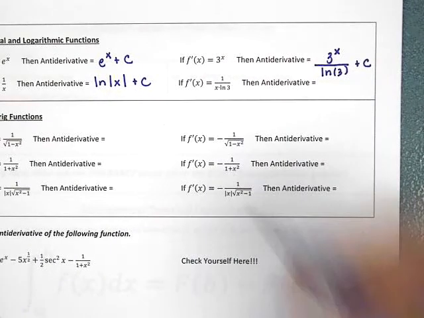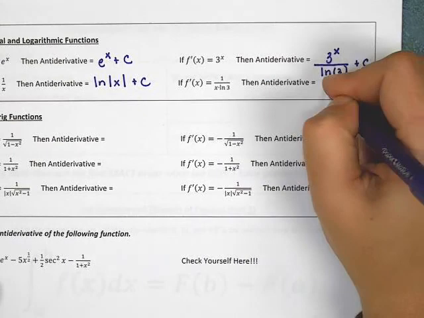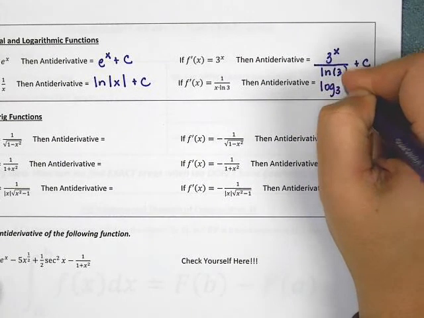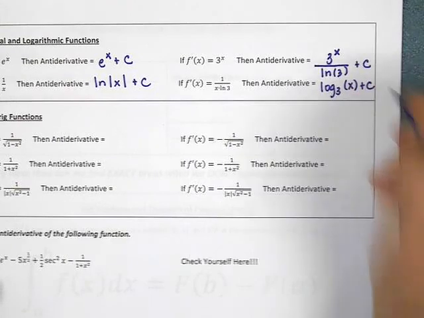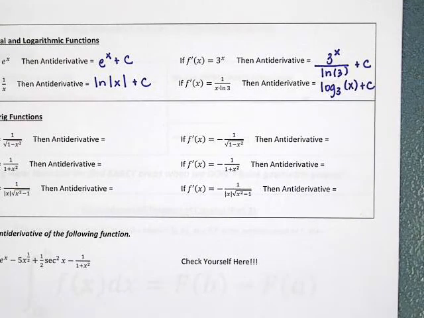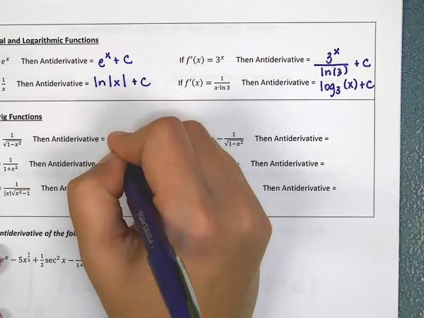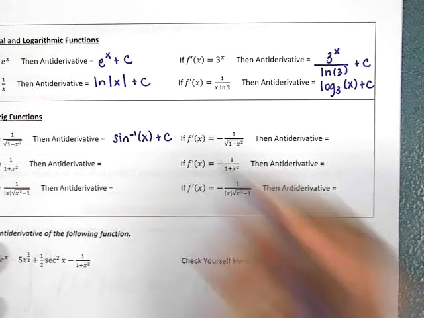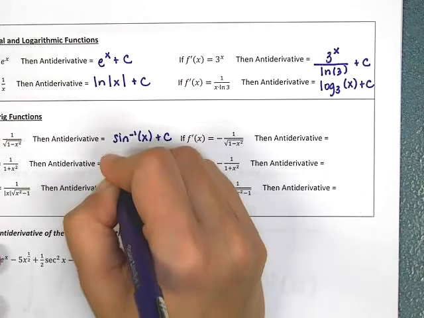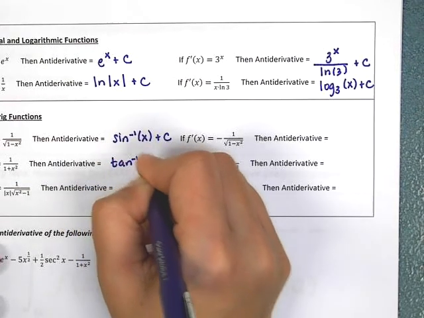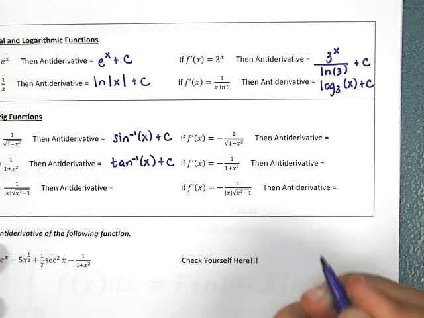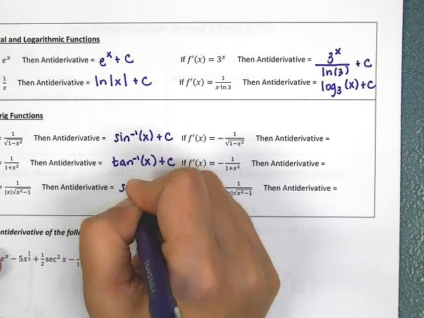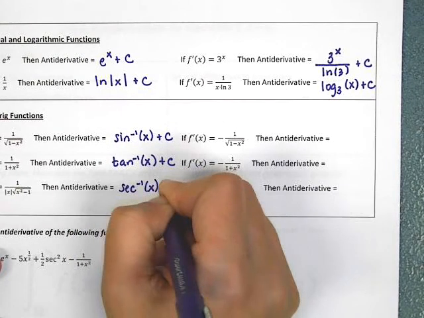If your derivative is 1 over x times the natural log of 3, then that would have originally started at log base 3 of x plus c. If your derivative is 1 over the square root of 1 minus x squared, your antiderivative would have been inverse sine of x plus c. 1 over 1 plus x squared would have been inverse tangent of x plus c. 1 over the absolute value of x times the square root of x squared minus 1 would have been inverse secant of x plus c.